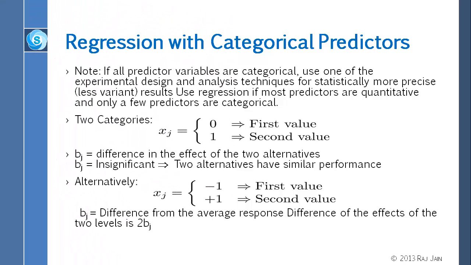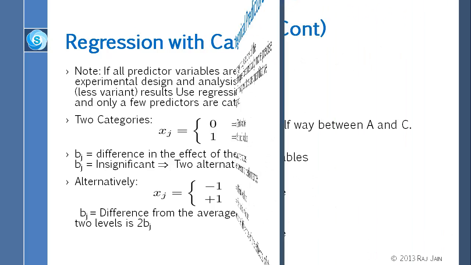If you define as 0 and 1, then 0 means the first value, and whatever value you get, the parameter b1 would be the difference between the two alternatives. So better is to do it this way, and the difference between the two is then 2bj. So basically bj here is the b1 parameters. Now let's see.